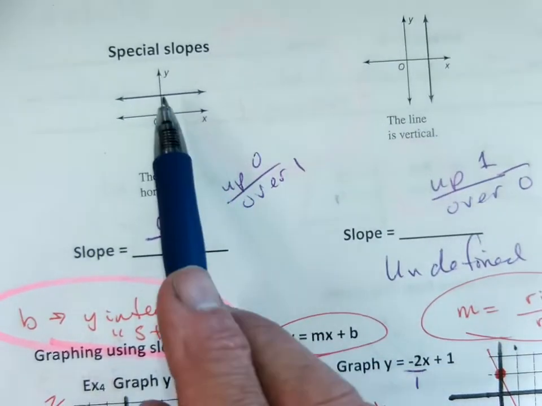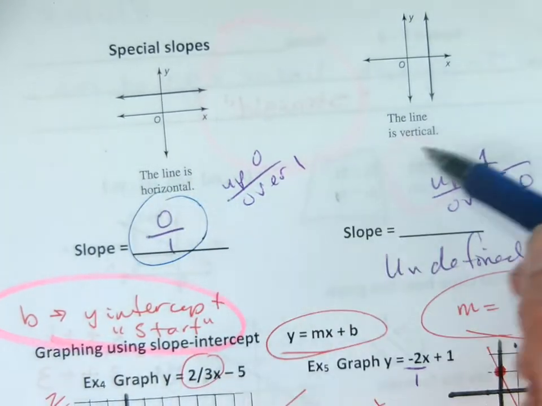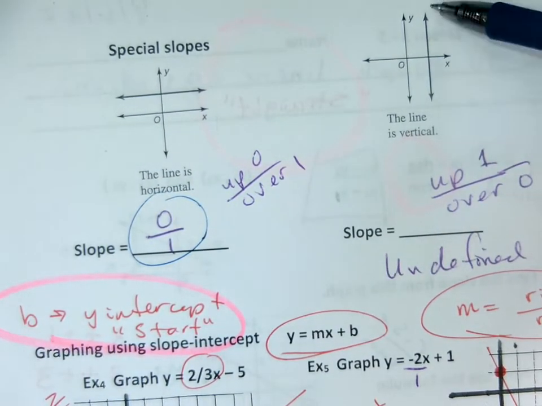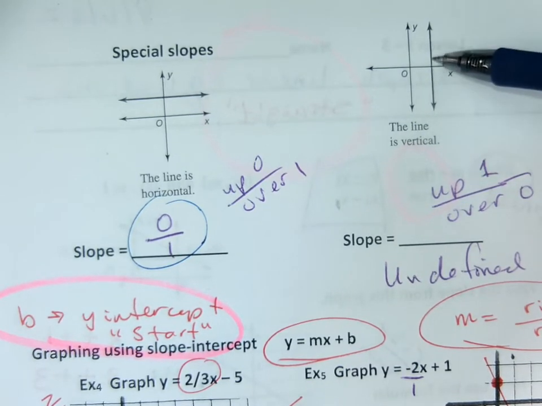We talked about special slopes. Any horizontal line always has a slope of 0, but any vertical line is bad. It's undefined. Vertical lines have undefined slope.